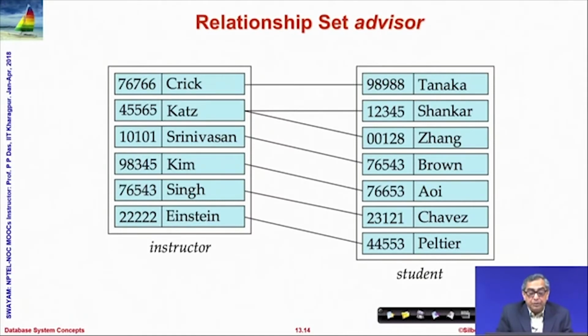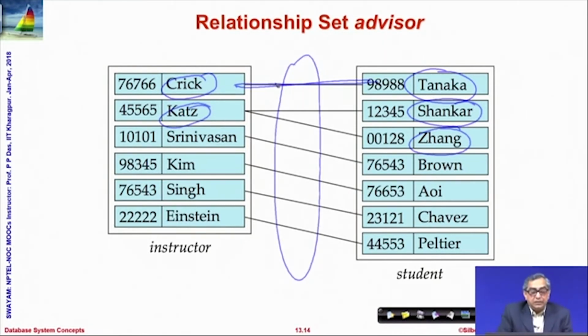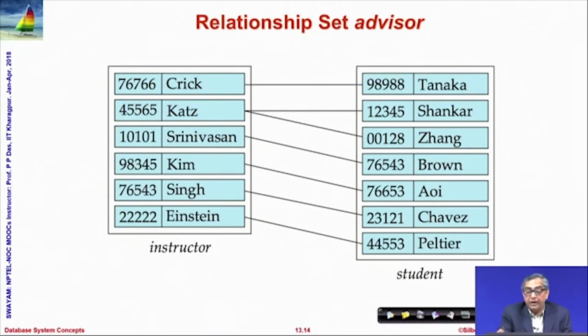So, here what we show is a relationship advisor by these arrows, these lines. So, what we are showing is this connection between these two shows that this student is advised by this instructor. Whereas, you can see, Crick advises Tanaka, whereas Shankar and Zhang both are advised by Katz. So, this group of associations between instructor and student gives me the relationship advisor as to who advises whom.